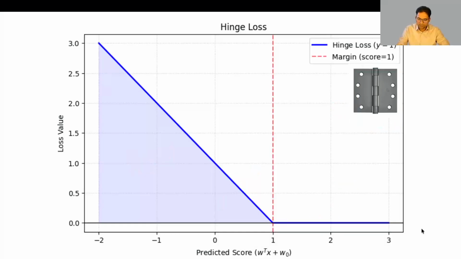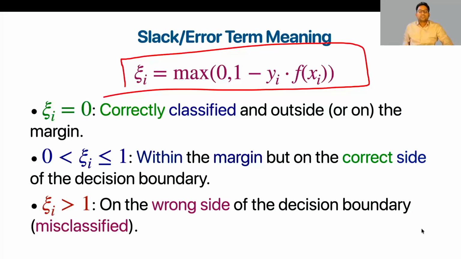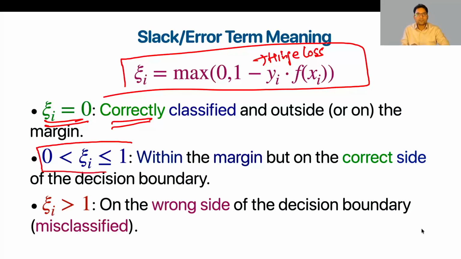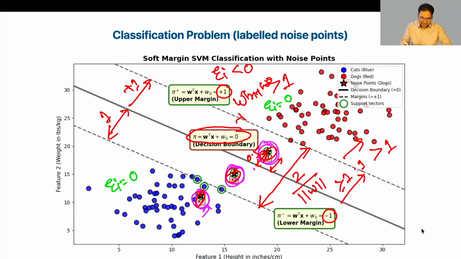So that is the hinge loss for our error terms, xi or slack variable. Slack or error term means this is your xi, max of 0, and this is your formula for hinge loss. For correctly classified points, the error will be 0, and for data points which are within the margin, this will be less than or equal to 1, within the margin but on the correct side.